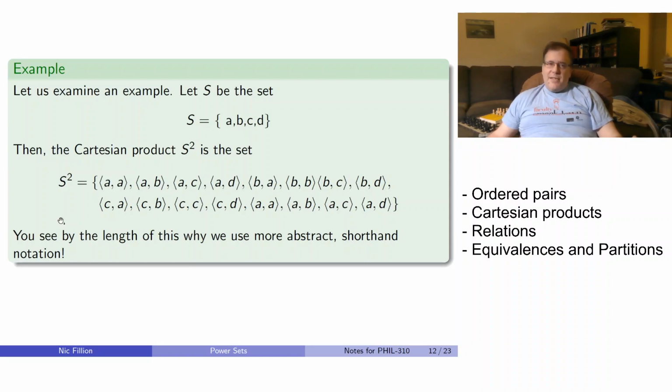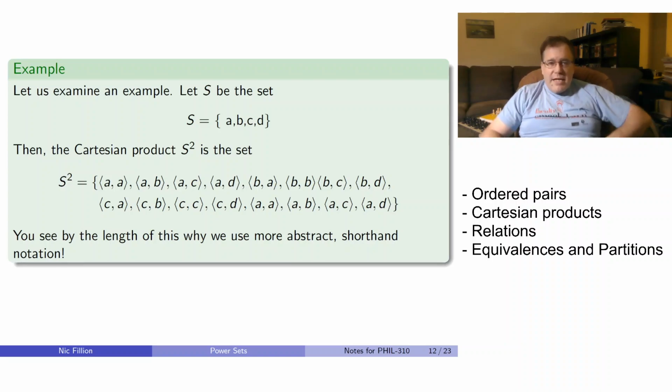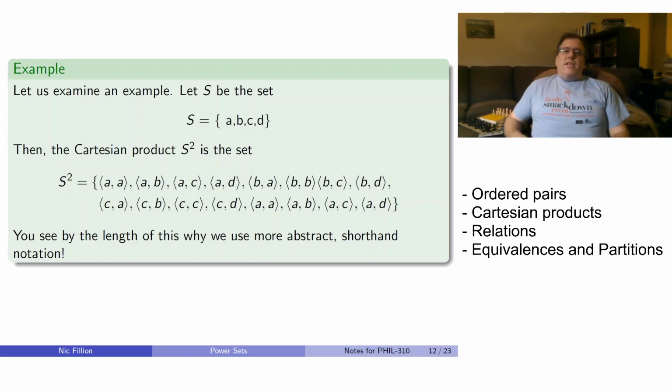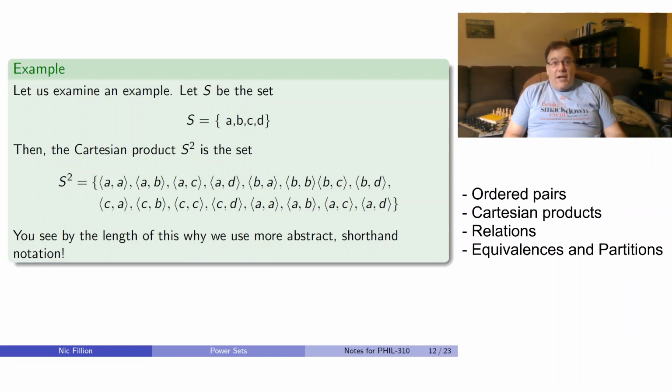So you see that we multiply the numbers of entries in each set, which means that we're going to have really large sets again when we are dealing with Cartesian products. Not as large as those we had when we were dealing with power sets, but still pretty large, which is why very often we use a more abstract shorthand notation instead of describing those sets extensionally.